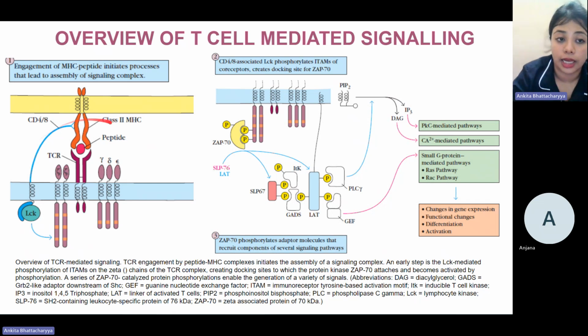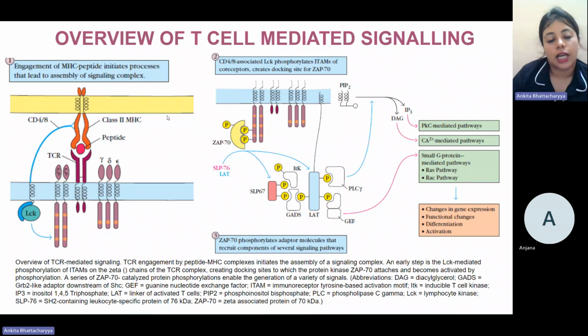So what happens there, we'll just go through the legend for that purpose. An early step is the LCK mediated phosphorylation of ITAMs on the zeta chain of the TCR complex. You can see the different representative chains here: zeta, gamma, delta, and epsilon. What LCK does is function as a kinase. It binds to class 2 MHC and is simultaneously able to facilitate phosphorylation of proteins, proteins that are present within the ITAM molecule, basically.